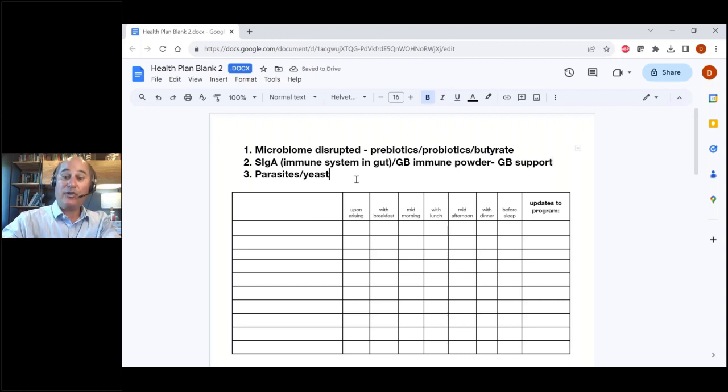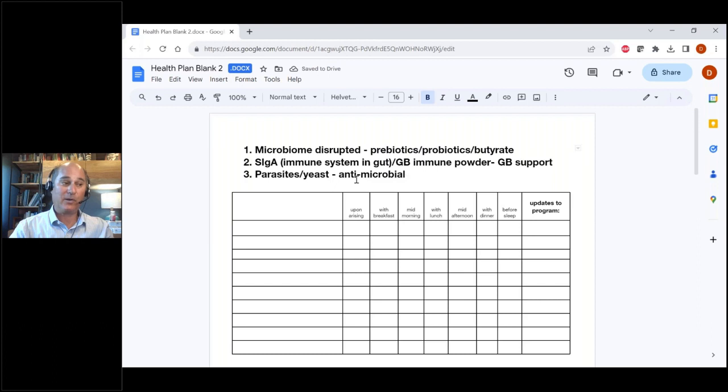Parasites and yeast, strategically and a little bit later, you're going to want to kill these organisms either with prescriptions or herbs. So let's just say antimicrobial. And there's many reasons why you might use a prescription versus herbs, just depending on the situation.